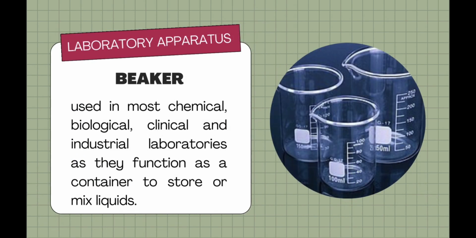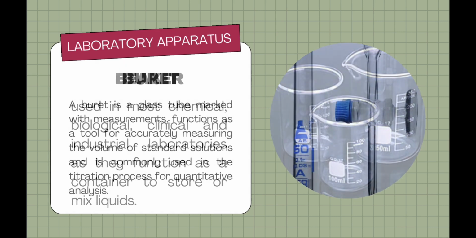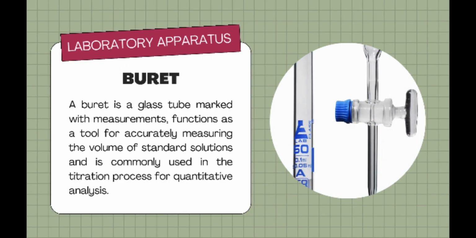The first one, we have the beaker, which is used mostly in chemical, biological, clinical, and industrial laboratories, as they function as a container to store or mix liquids. We also have the burette, which is a glass tube marked with measurements, functions as a tool for accurately measuring the volume of standard solutions, and is commonly used in the titration process for quantitative analysis.